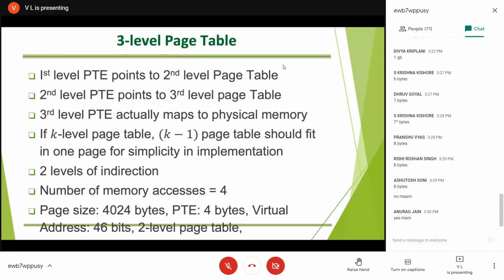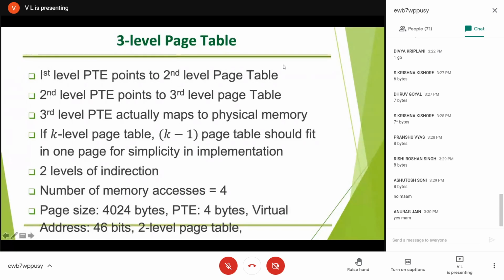Here the page table base register will point to the first level page table. The entry in this page table is a kind of pointer to the second level page table. The second level page table has an entry which is a pointer to the third level page table, and the page table entry of the third level is actually mapping to the physical memory. Generally we will try to see that up to K, if we have a K level page table, up to K-1 level page tables should fit into one page for simplicity in implementation.